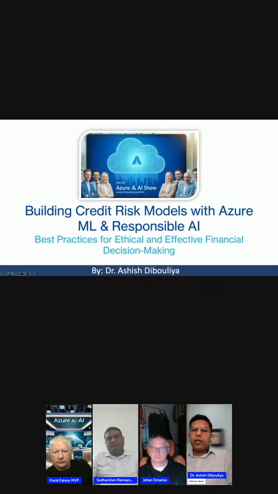With Azure machine learning, we can build a scalable, accurate, and automated credit risk model using modern machine learning techniques. However, as we all know, accuracy alone is not enough. These models must also be fair, transparent, explainable, and compliant with the regulation. And that is where responsible AI comes into play.